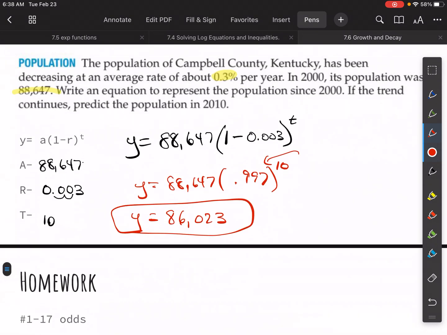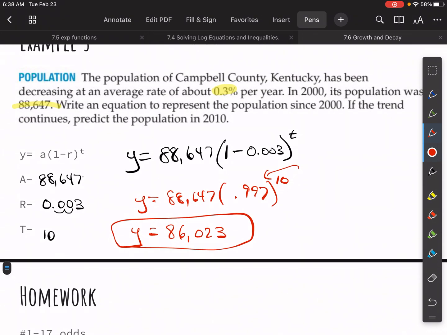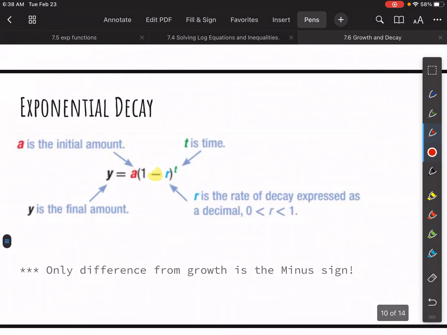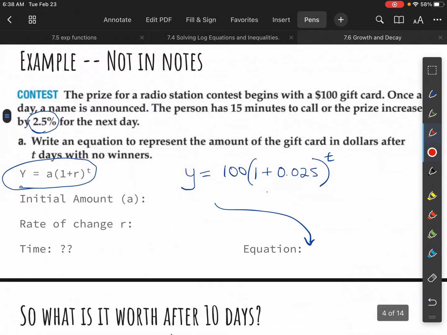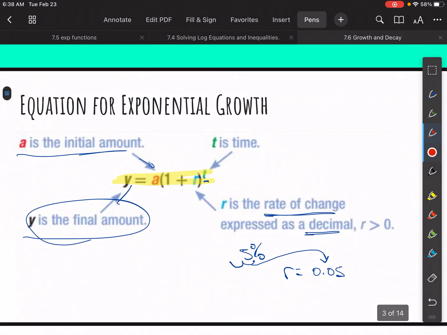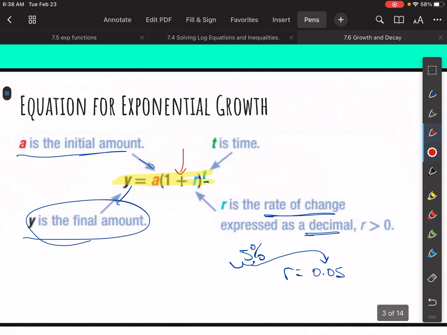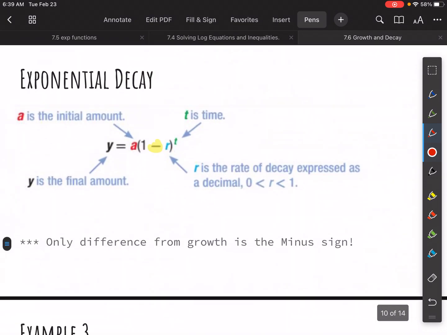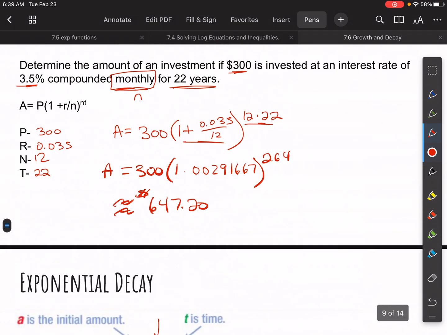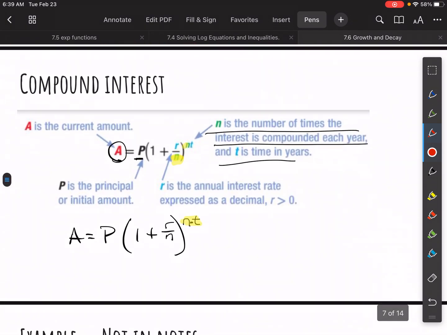And that's it, you guys. If we have a decrease, just know that we're using the subtraction sign. So the big takeaways here are the equations. We need to know three equations, but they're essentially all the same. One is for exponential growth, where we add the rate in. The other is for exponential decay, in which we subtract the rate. And then the third equation deals with compound interest.